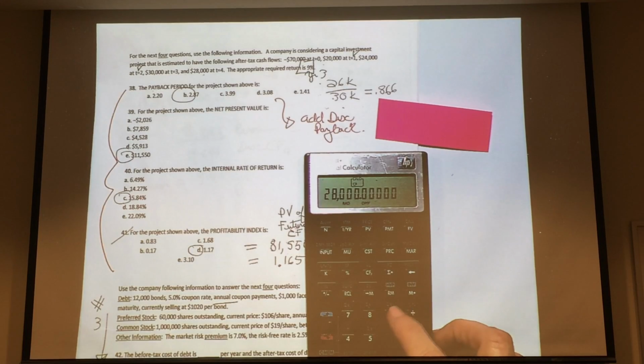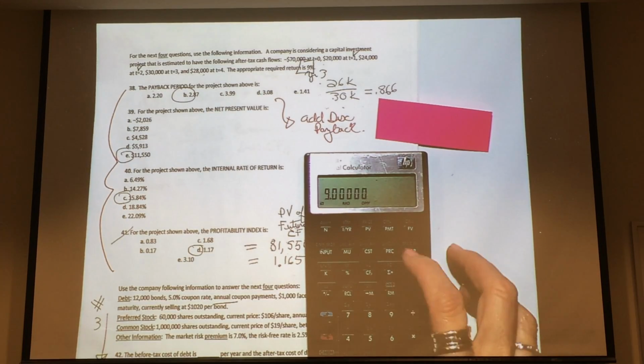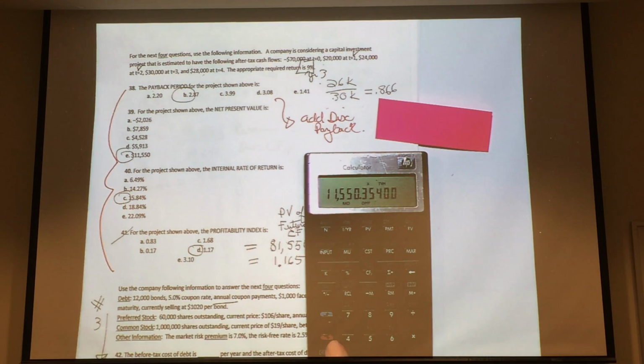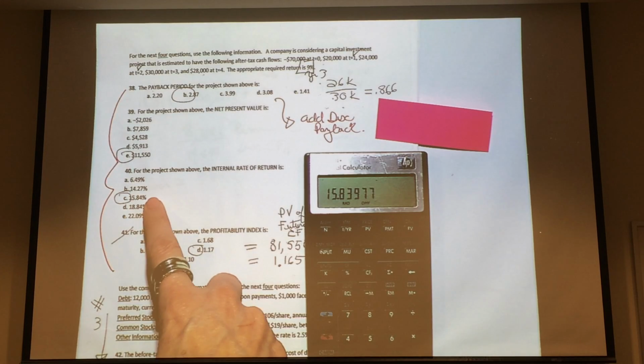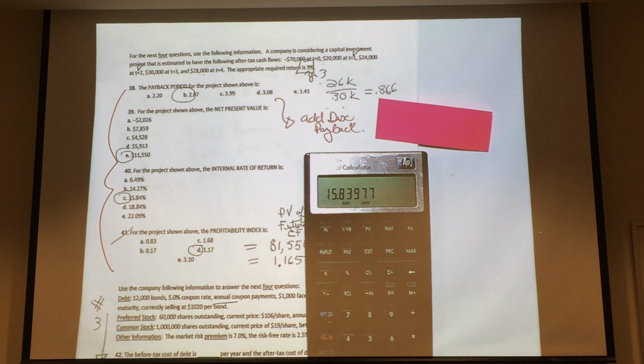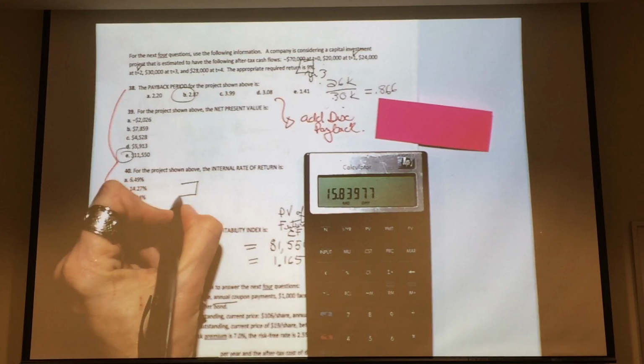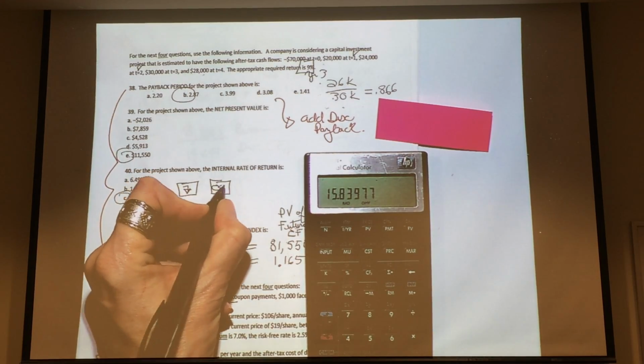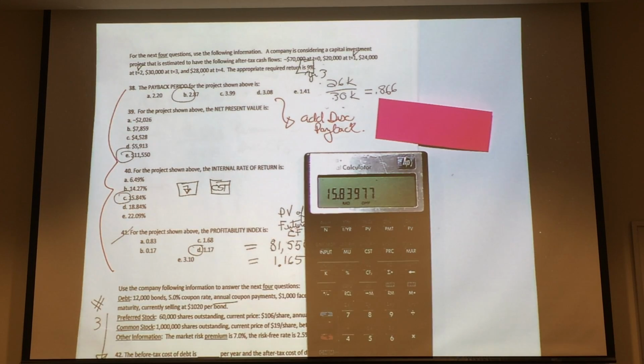Okay, 9%, down arrow key, net present value. Now, if I hit down arrow key, CPT, that's my internal rate of return. Remember this from class?